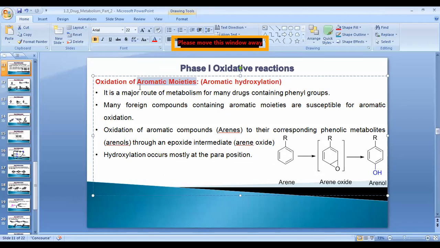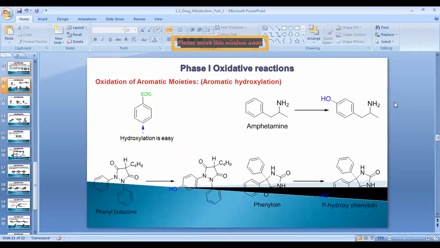Now this type of oxidation of an aromatic moiety is known as hydroxylation, and this reaction generally proceeds at the para position. See, this is very important one. They may ask it in GPAT, giving such a molecule in front of you, and give options asking what type of metabolic reaction it undergoes. Oxidation of the aromatic ring converted into its phenol derivative, that is arenol, through an intermediate step, that is arene oxide. So this is the first, aromatic moiety oxidation.